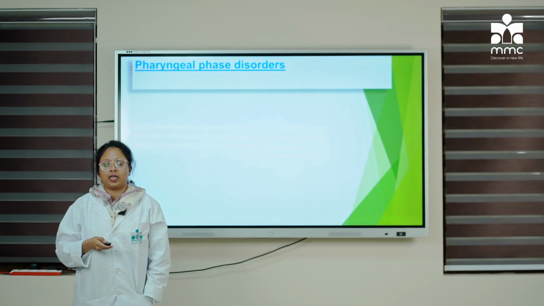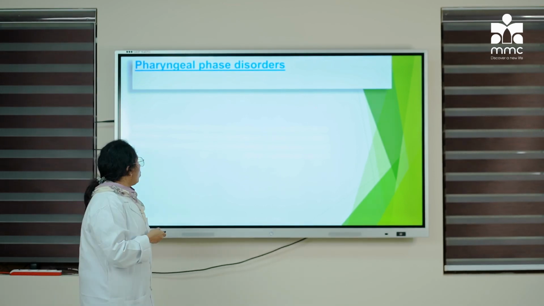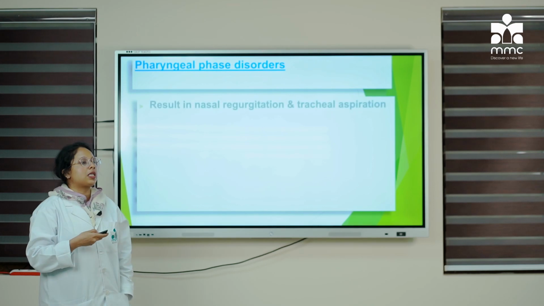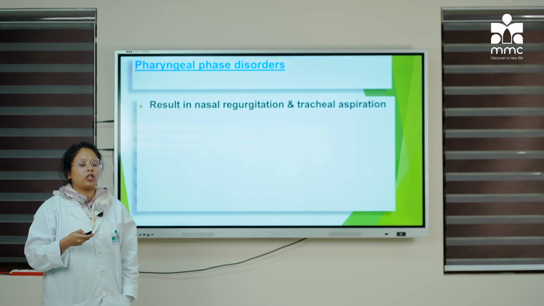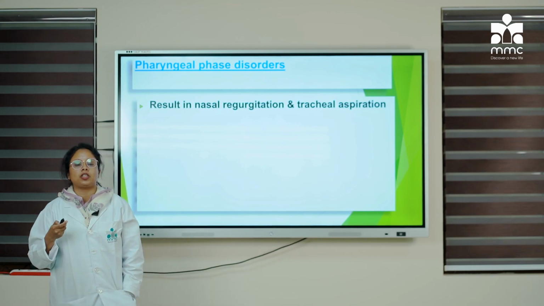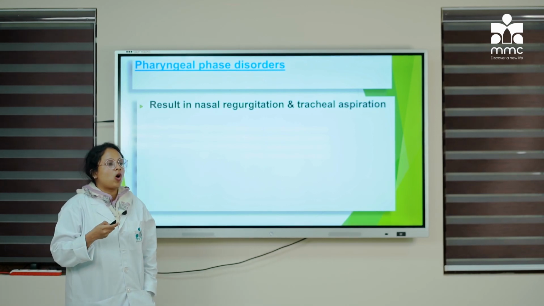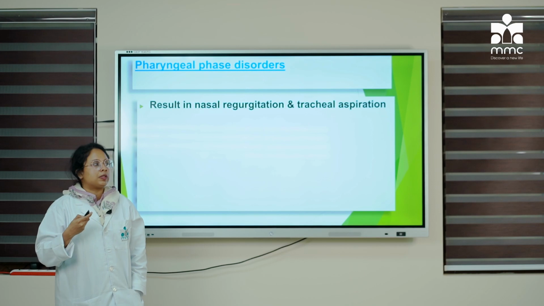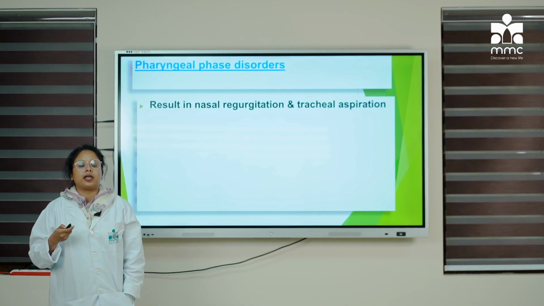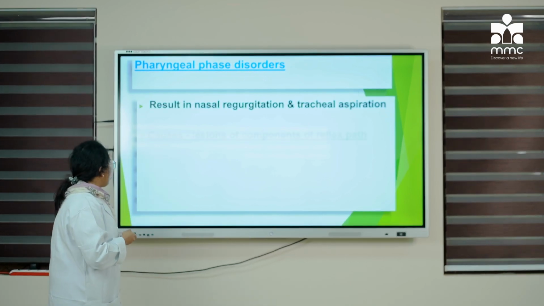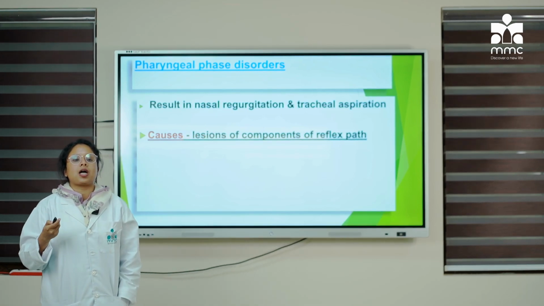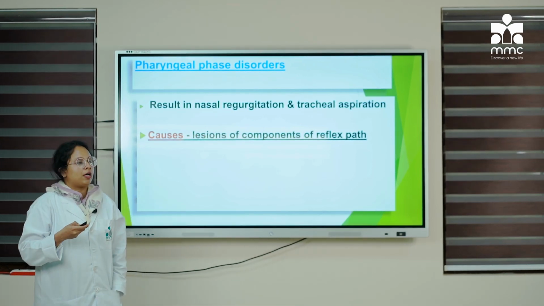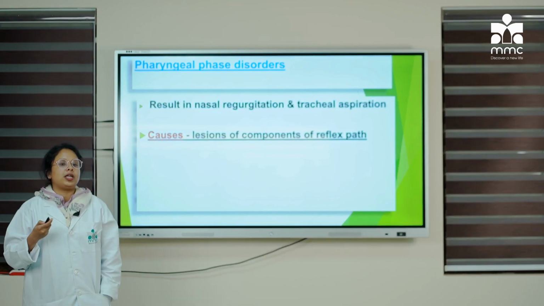Now pharyngeal phase disorders, which include symptoms like nasal regurgitation of food and tracheal aspiration. The patient presents to you with complaints of food coming out through the nose, or they have tracheal aspiration and recurrent pneumonia. So what are the causes for this? Any lesion in the deglutition pathway, the reflex arc, can lead to pharyngeal phase disorders.